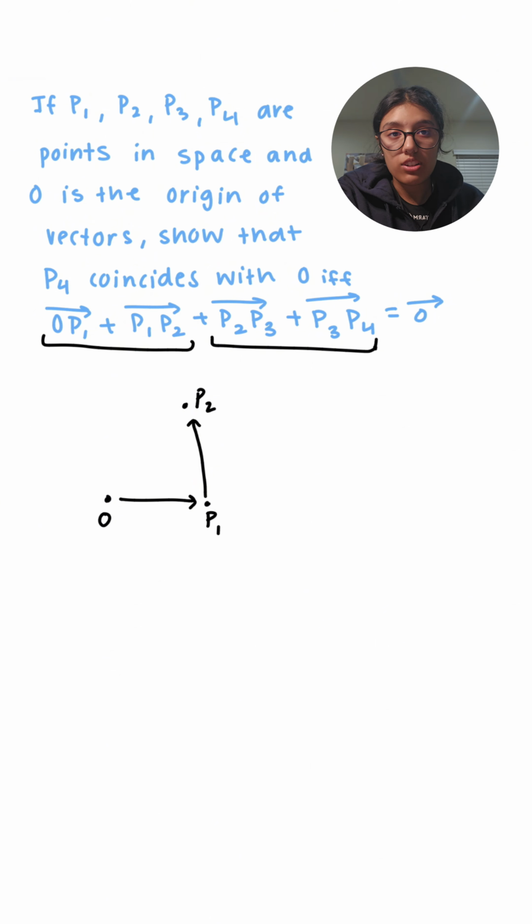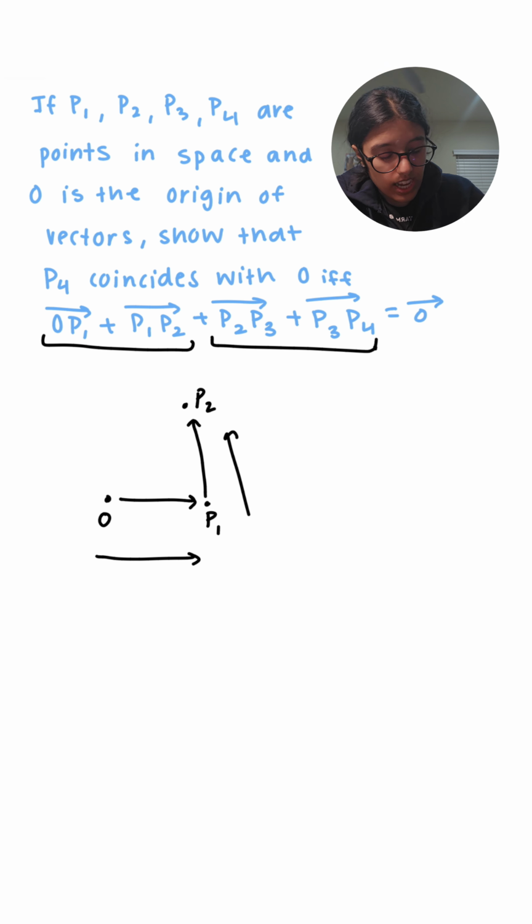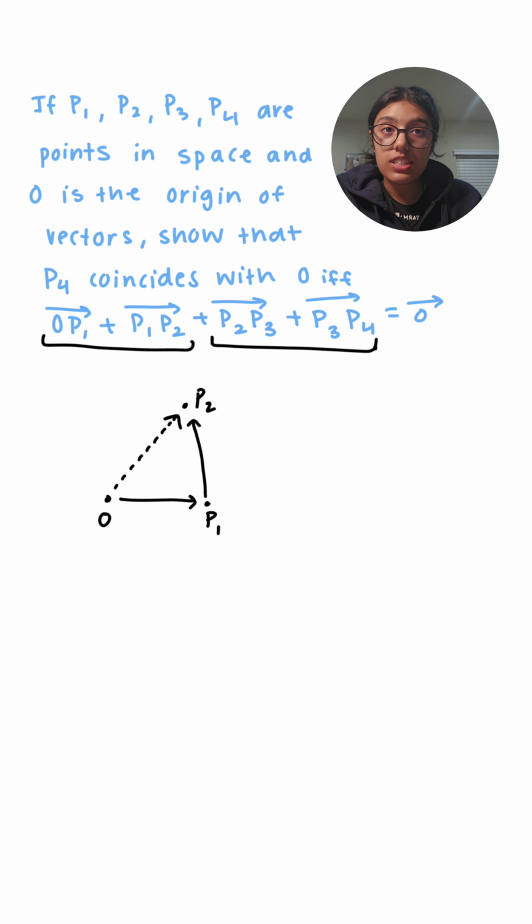Now, according to the triangle law of addition, if we have this vector plus this vector, that is always going to be equal to this vector right over here. And remember, the direction matters in this case. Vector OP2 is different than vector P2O. So this is OP2 vector, and that is the sum of these two vectors right over here.